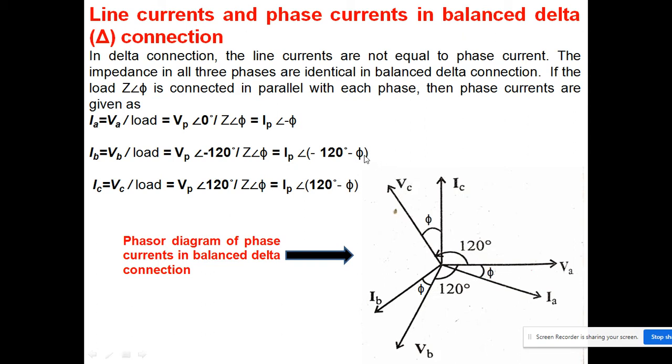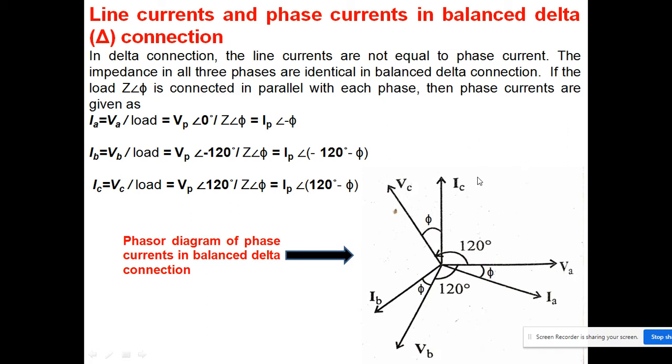This is again behind by the phi angle, and 120 is with respect to VA. So this is 120 and then minus phi. So this becomes equal to this one. Is it okay? And in the third case, what we are considering is 120 and minus phi. So you can see this one is 120 minus phi here, so our IC becomes equal to this. So these are the phase currents with respect to our phase voltage that I am representing here.